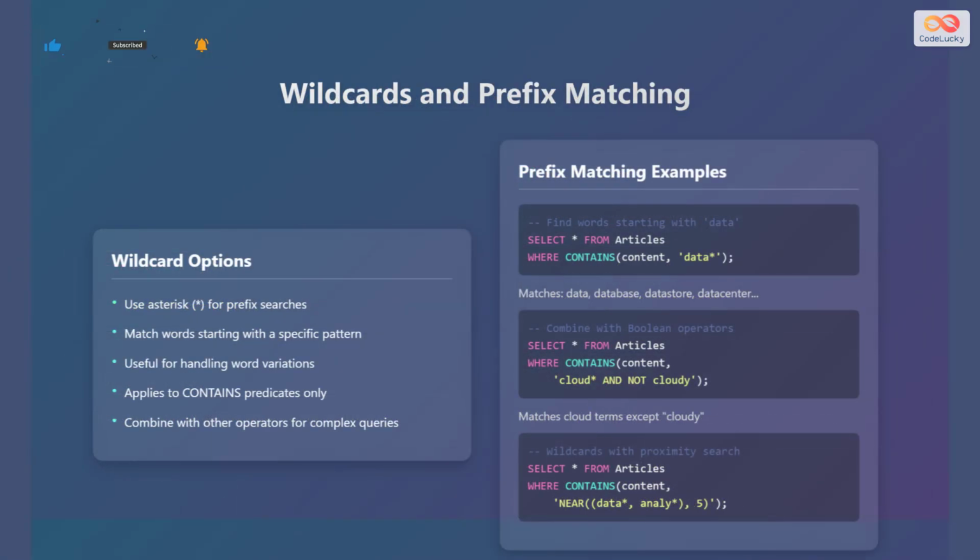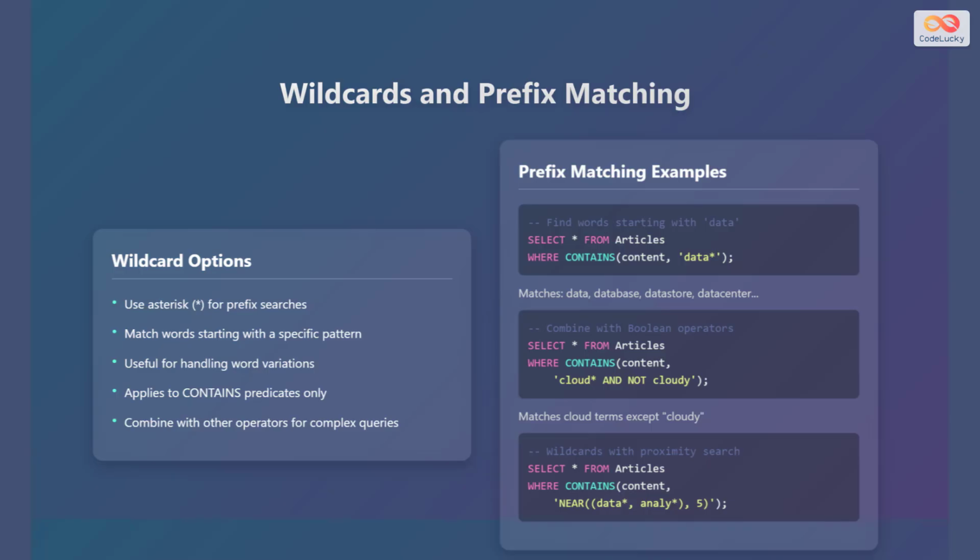Let's learn about wildcards and prefix matching in full-text search. The asterisk symbol can be used for prefix searches. These matches words starting with a specific pattern. This is useful for handling word variations and applies to contains predicates only. It can also be combined with other operators for complex queries.